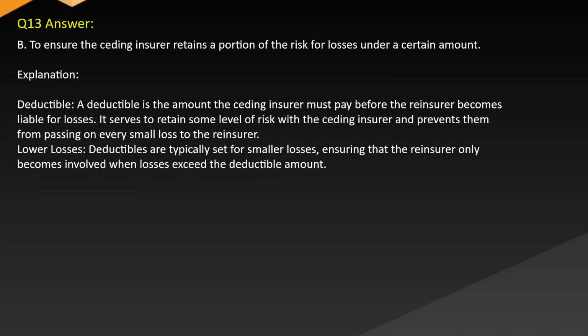Answer: B. To ensure the ceding insurer retains a portion of the risk for losses under a certain amount. Explanation: Deductible. A deductible is the amount the ceding insurer must pay before the reinsurer becomes liable for losses. It serves to retain some level of risk with the ceding insurer and prevents them from passing on every small loss to the reinsurer. Deductibles are typically set for smaller losses, ensuring that the reinsurer becomes involved when losses exceed the deductible amount.